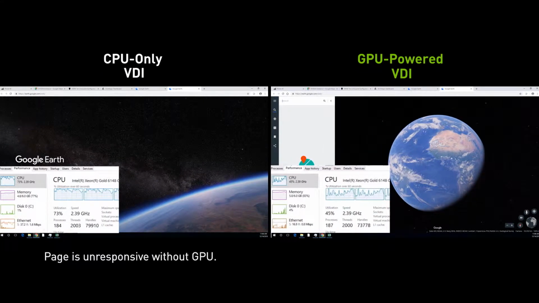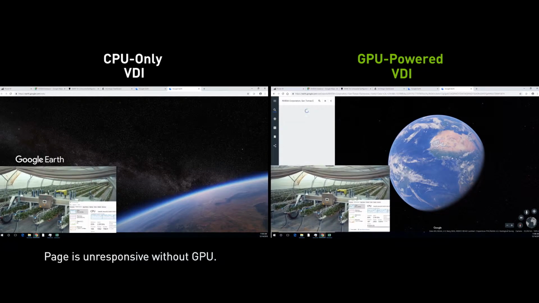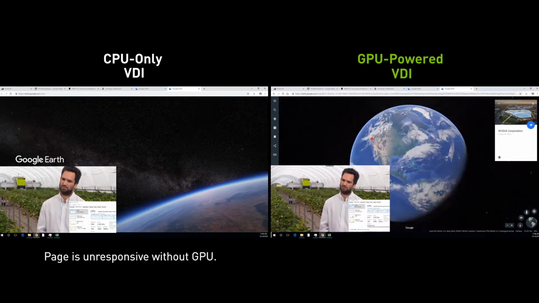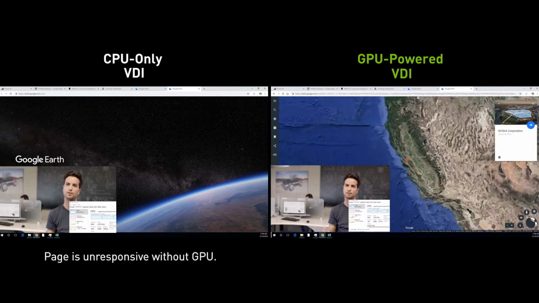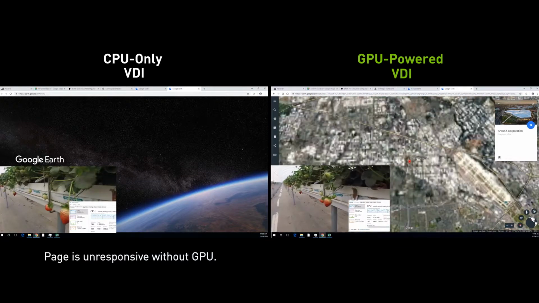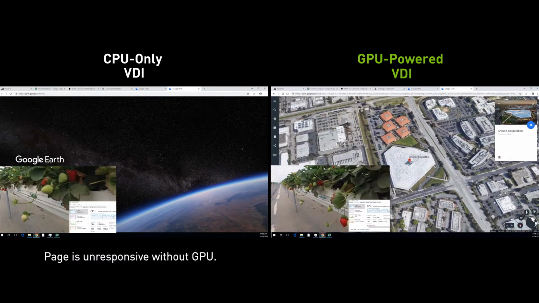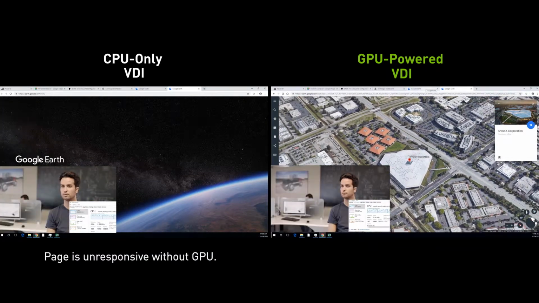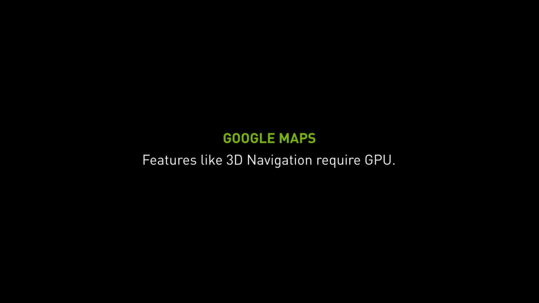Streaming HD video on one screen while accessing Google Earth on another shows a much higher CPU utilization on the CPU-only virtual desktop. Notice the smooth rendering and faster load time on the GPU-accelerated virtual desktop. The CPU-only desktop struggles to load Google Earth, while the user is able to view smooth rendering of satellite imagery on the GPU-powered virtual desktop.